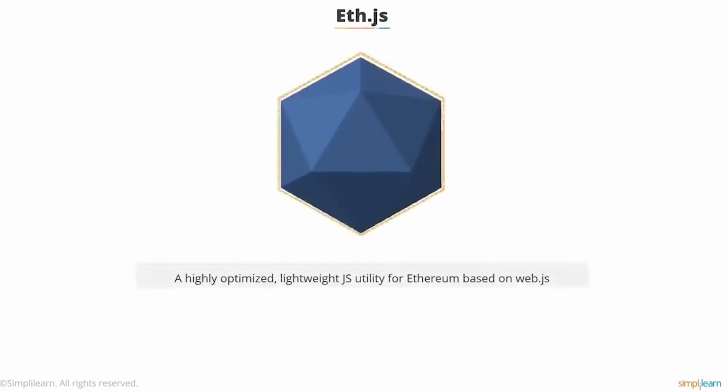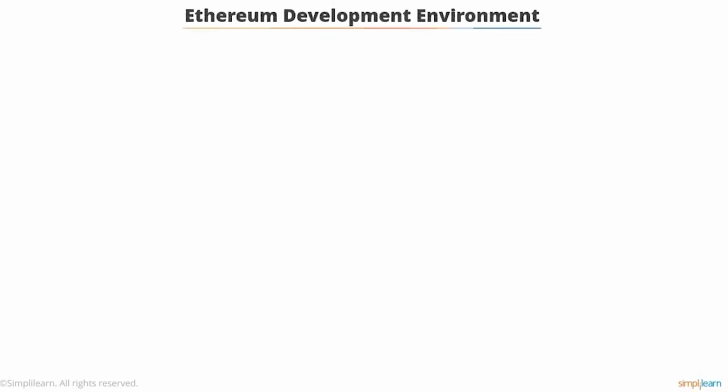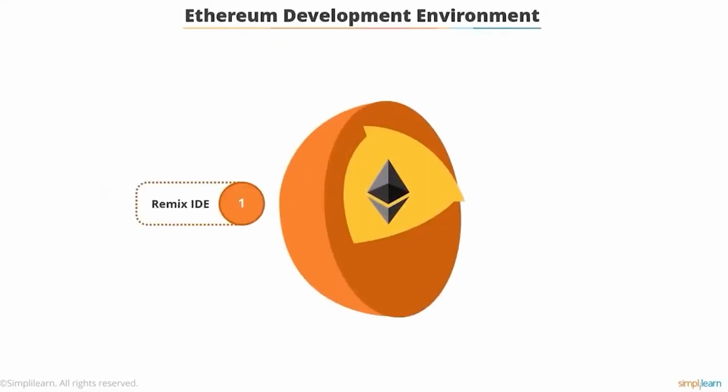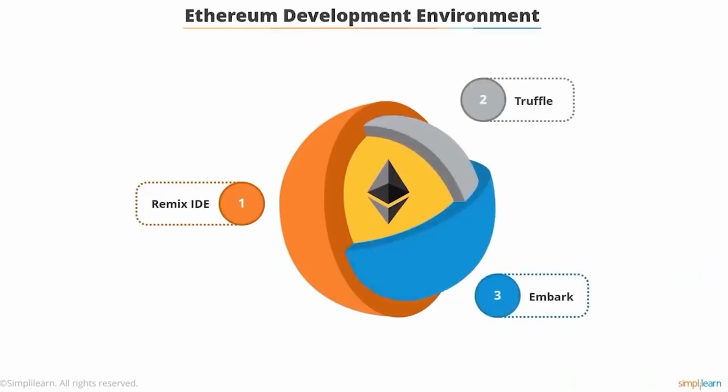Eth.js. It is a highly optimized, lightweight JS utility for Ethereum based on Web3.js. In this, all the unnecessary characters are removed from the source code and the code is reduced to 160 kilobytes. Ethereum development environment. The three commonly used Ethereum development environments include Remix IDE, Truffle, and Embark. Let's understand these environments in a little more detail.